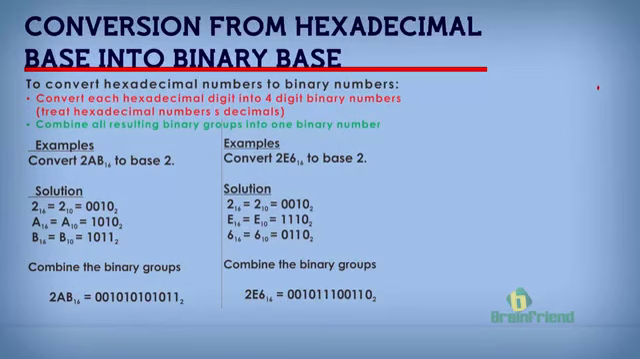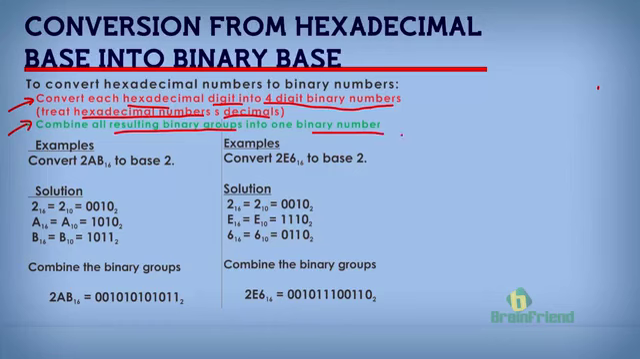Next, we'll be looking at how to convert from hexadecimal base into binary base, that is from base 16 to base 2. To do that, there are two simple steps. First, convert each hexadecimal digit into 4-digit binary numbers, okay? While doing that, treat the hexadecimal digits as decimals. Next, combine all the resulting binary groups into one binary number. Let's take a typical example. Convert 2AB base 16 to base 2.